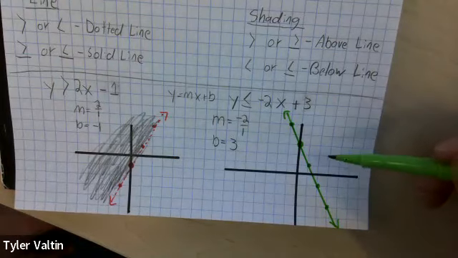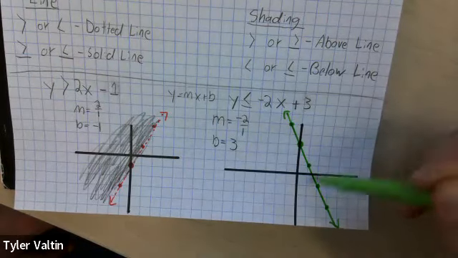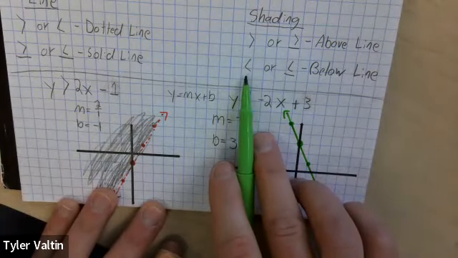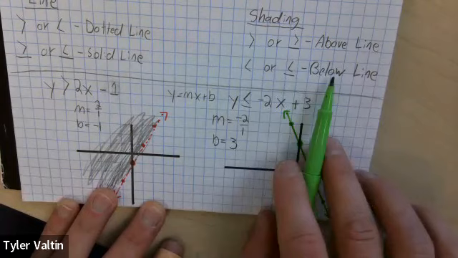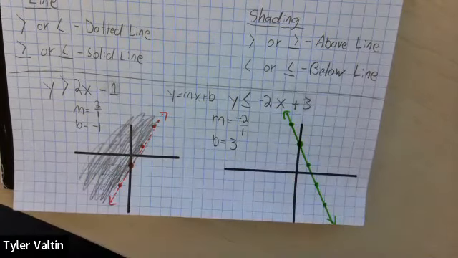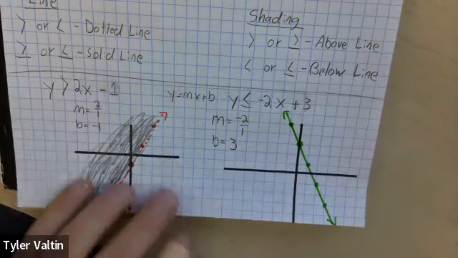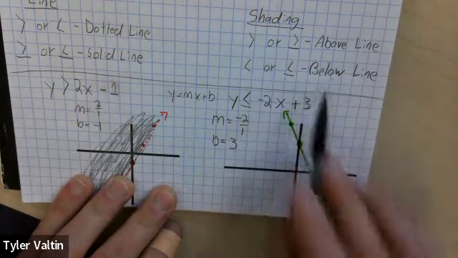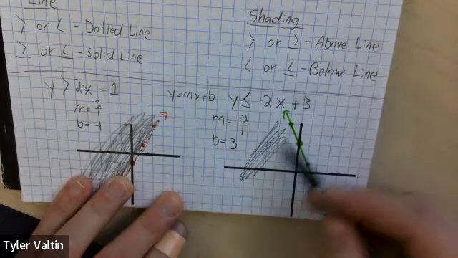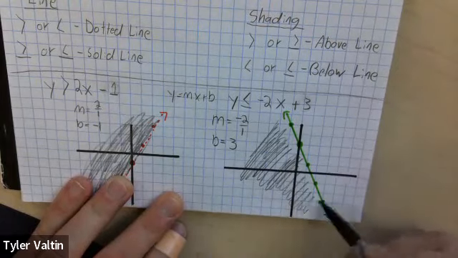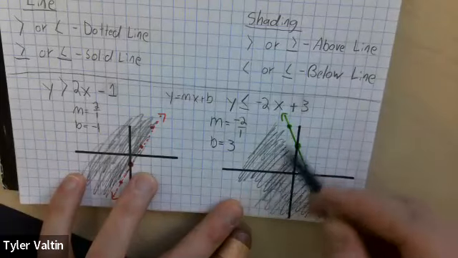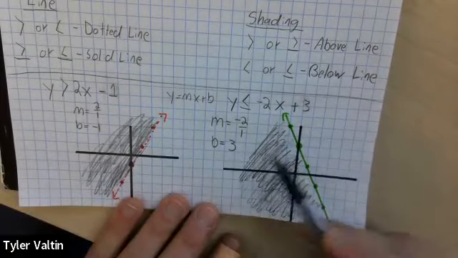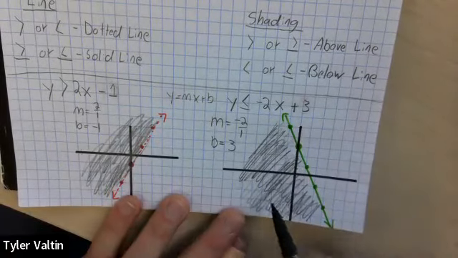Now I need to figure out, am I going to shade above or below? And as I put out here, if it's less than or equal to, I'm going to be shading below the line. So that's what I'm dealing with here, a less than or equal to, which matches this. So I'm shading below the line. And that's it. And all of the shading, it would go on forever in theory.